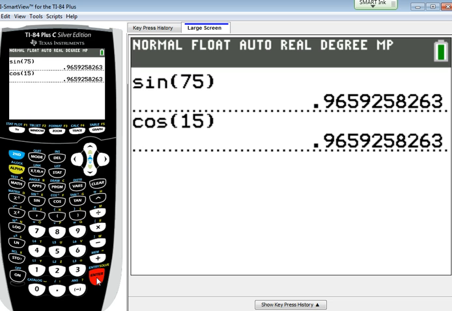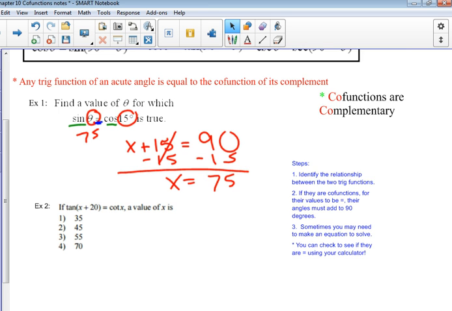And this will work for all of them. Part of what a cofunction is: if you have two different trig functions that are cofunctions and their angles add to 90 degrees, they must be equal. So you can always check by doing this.